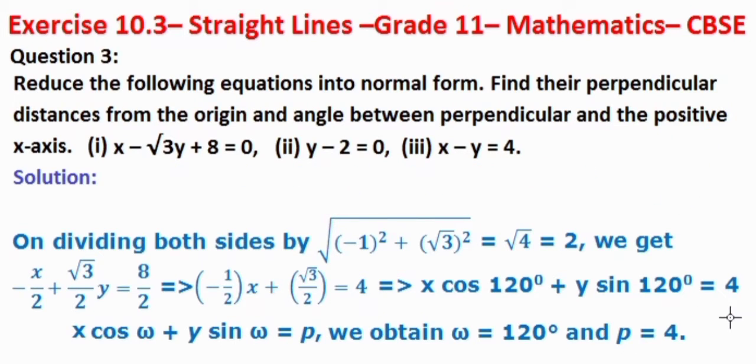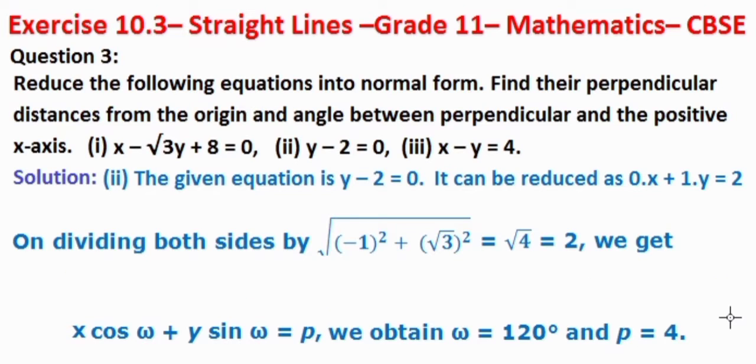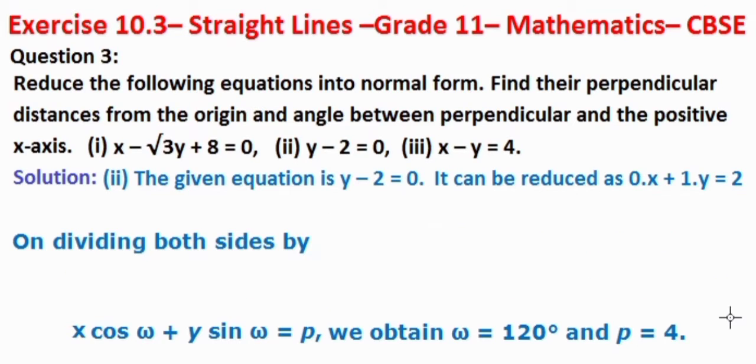Now, let's see the second question. What does the second question say? Here y minus 2 is equal to 0. It can be written as 0 times x plus 1 times y equal to 2.